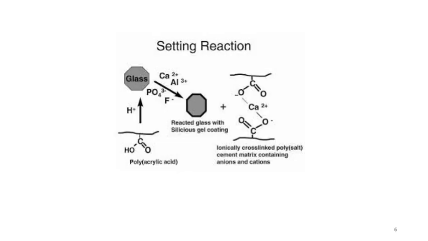This would be the diagram that you can put on your paper in order to explain the setting reaction to your examiner. So here in this diagram, we have the unreactive glass particles and the polyacrylic acid. And when the polyacrylic acid comes in contact with the glass particles, it indicates the release of calcium ions, alumina, phosphate and fluoride, leading to a gel phase. And finally, the set glass ionomer cement, which is an ionically cross-linked polysalt cement matrix containing anions and cations.